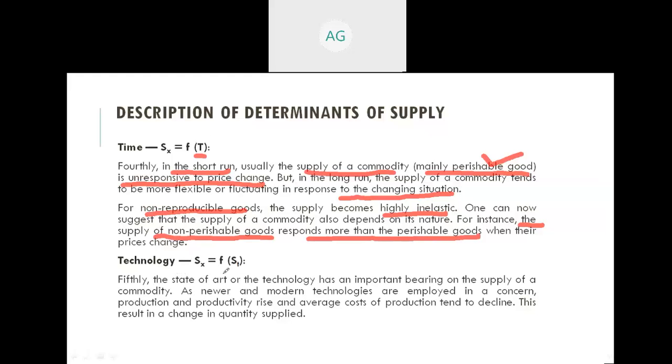Now comes the fifth determinant, which is denoted by ST, and its name is the state of art or technology, which has an important bearing on the supply of a commodity. As newer and modern technologies are employed in a concern, production and productivity rise, and the average cost of production tends to decline because we are using newer and modern technology. This results in a change in quantity supplied because we are producing a much larger quantity of a commodity in that specific time with the use of modern technology. So this is the fifth determinant of supply. So moving to the next slide.